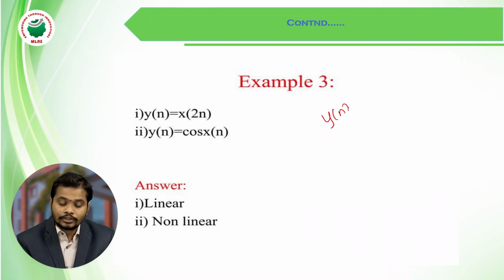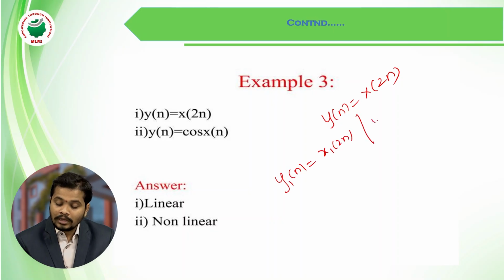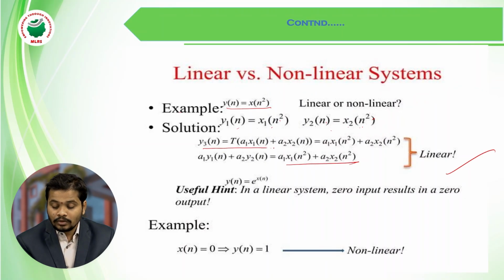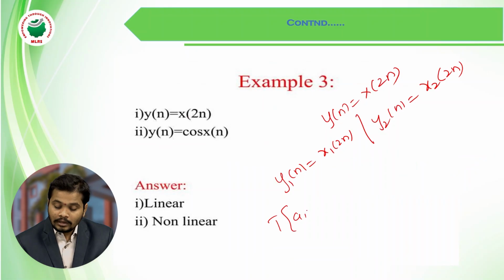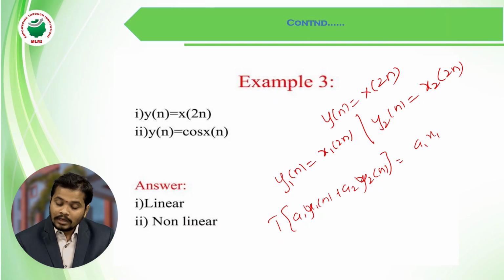If you see y of n equals x of 2n, what will happen? We'll see. Now I am taking y1 of n, which will be x1 of 2n. Now I am taking y2 of n, that will be nothing but x2 of 2n. So now I am taking y3 of n equal to the summation of these two. So I am also taking T of a1 x1 of n plus a2 x2 of n. What will happen here? a1 x1 of 2n plus a2 x2 of 2n. You can take here either y or x.